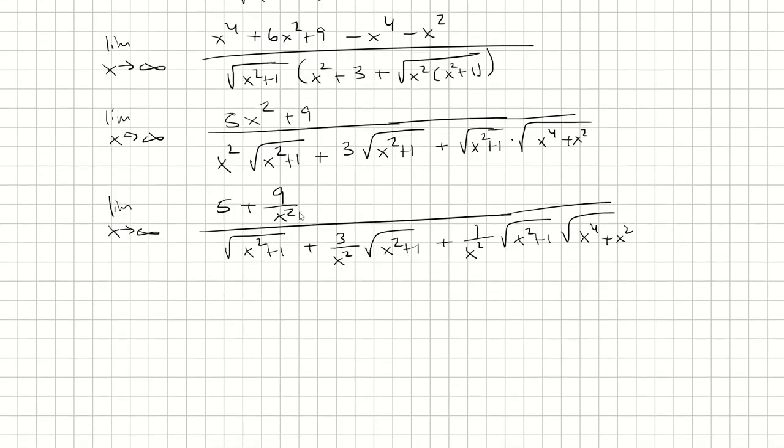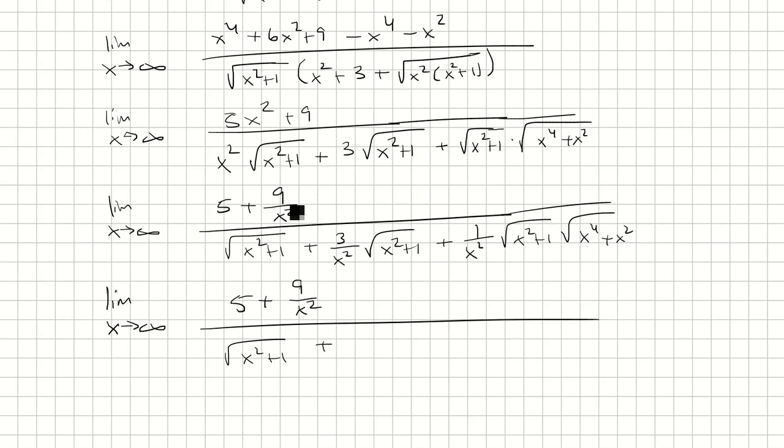Now, the x squared goes inside the square root as x to the 4th. So we have 3 here, and then it's 1 over x to the 4th. So 1 over x to the 4th times x squared is 1 over x squared, and then 1 over x to the 4th. And then for this one, I'm just going to leave it as x squared plus 1, and I'm going to put it into this second one. And that's going to be 1 plus 1 over x squared.